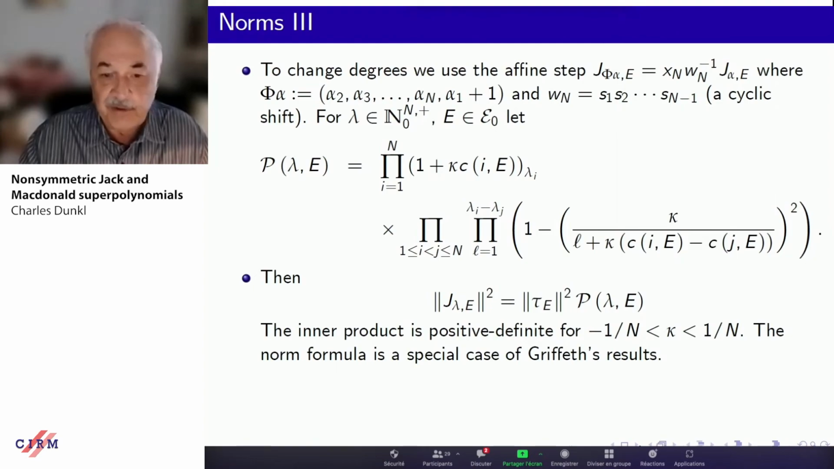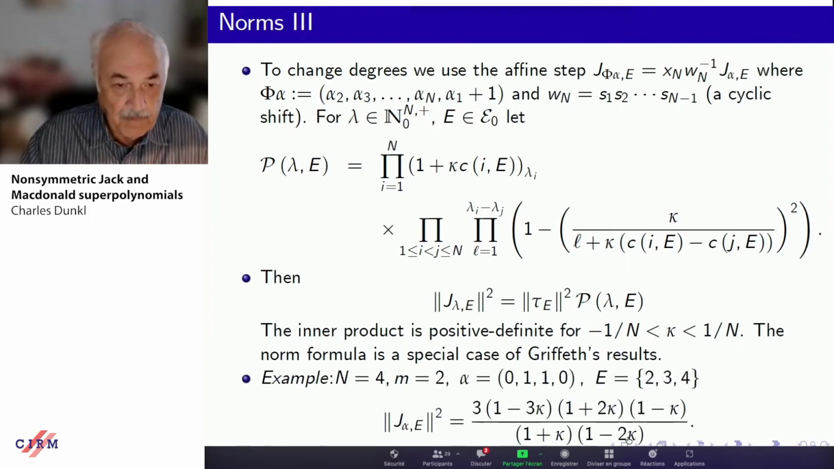part in this polynomial. This inner product, this formula, is a special case of the formulas that Griffeth found for the complex reflection groups. The product is positive for κ between plus and minus 1/n. Here's an example for n equal 4. It at least illustrates that the norm, as you see, has both positive and negative poles and zeros for κ.